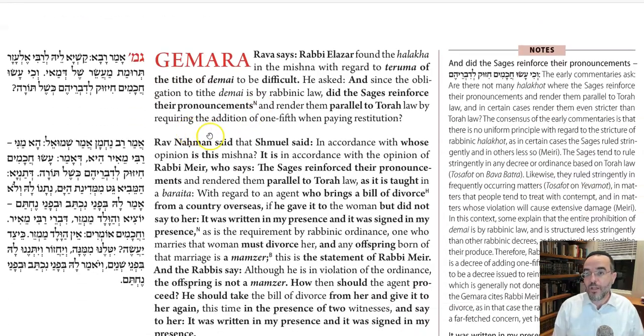Gemara asks, Amar Rava, Kashya le Rabbi Elazar Tumat Maaser Shel Demai V'chi Asu Chachamim Chizuk LeDibrahem Keshel Torah. So Rava says that Rabbi Elazar had a problem with Tumat Maaser of Demai. This is only prohibited midrabanan, midoraita, it's only demai, so you can eat it. The rabbis say, well, let's be careful, so take terumat maaser anyway.